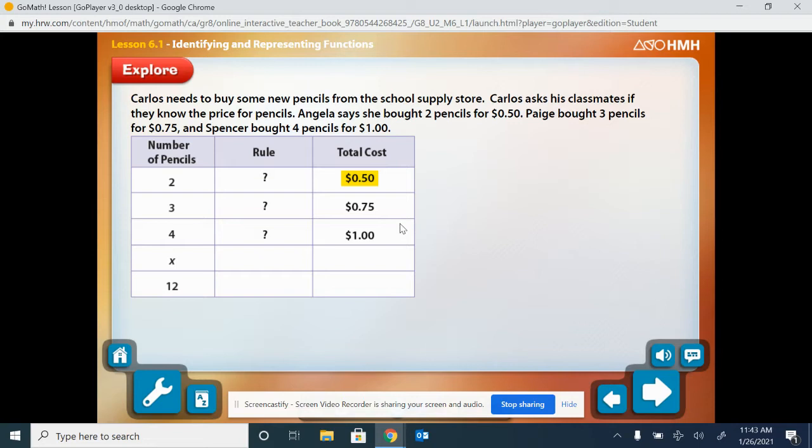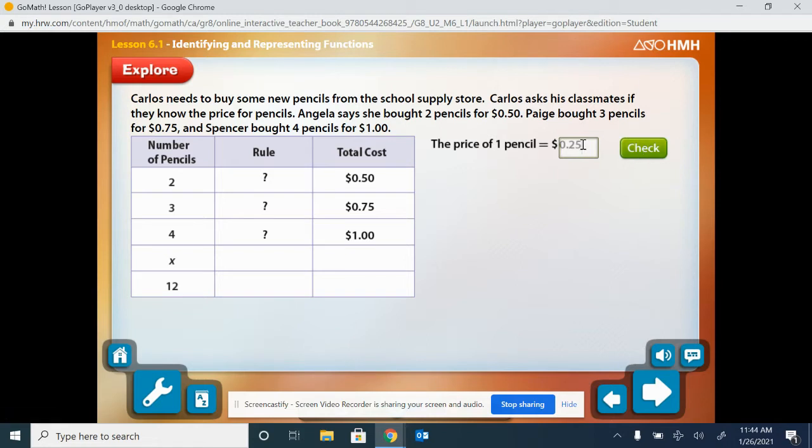Look at the table to see how this information can be represented. We know from the problem the price for 2 pencils. We also know from the problem the price for 3 and 4 pencils. You probably noticed that when the number of pencils increases by 1, the price of the pencils increases by 25 cents. What is the price of 1 pencil? So you can see right here that for 2 pencils, you paid 50 cents. So 50 cents divided by 2 is 25 cents. And then you can also see that 75 cents divided by 3 is 25 cents. So that means that each pencil is 25 cents, okay?